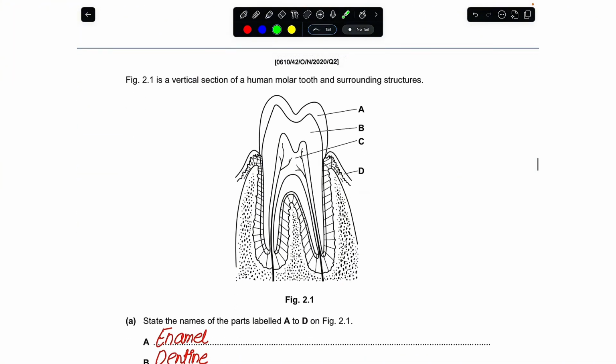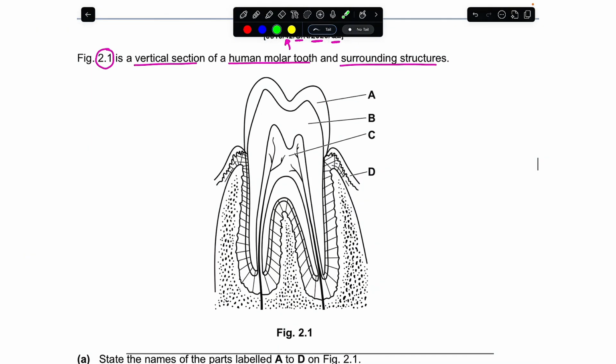Moving onward, here we have this question on the teeth structure from October November of 2020, and the theory paper variant was 4-2, and this was question number 2. They show us figure 2.1, which is a vertical section of a human molar tooth and its surrounding structures. If you focus here, A is the enamel, which is the white outer protective layer of the teeth.